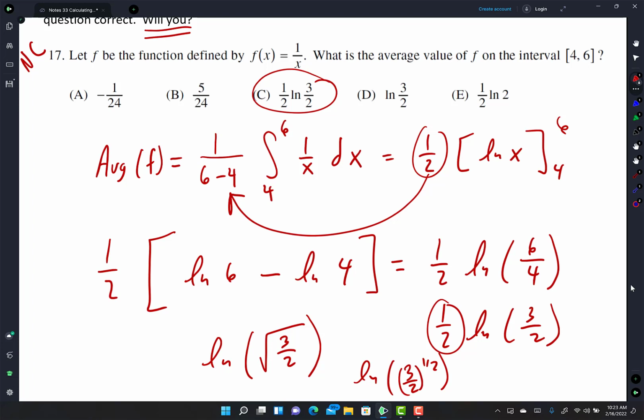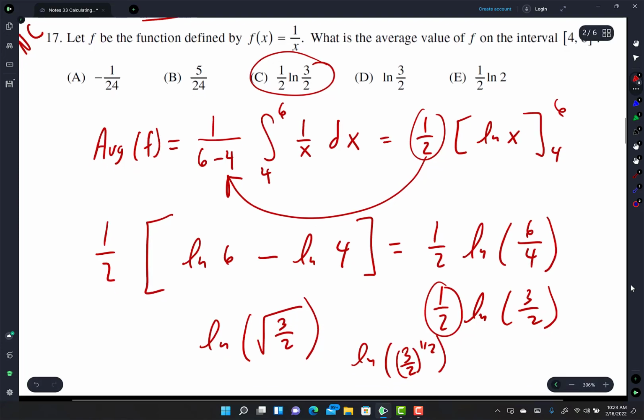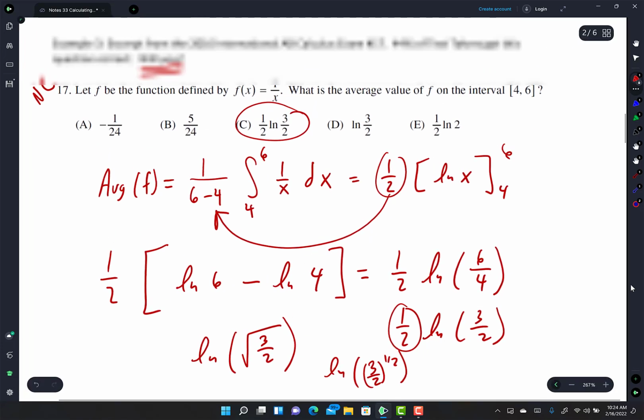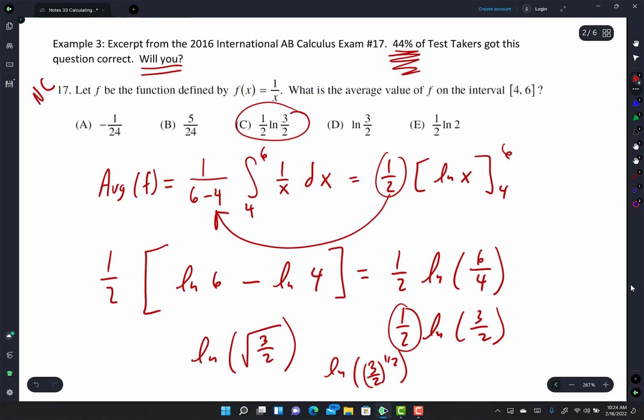Are we cool? All right, so there we go. The answer is C. Who got it right? Good job. You're already, and look, we just started. These are people who have been taking calculus the whole school year, and only 44% got it right.